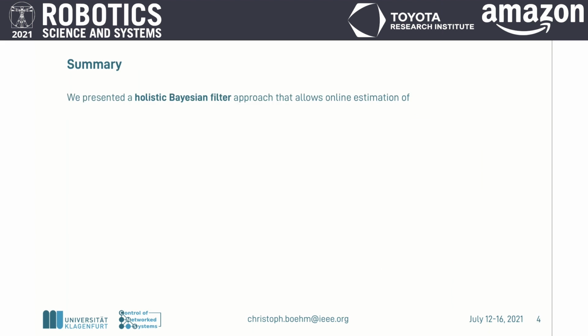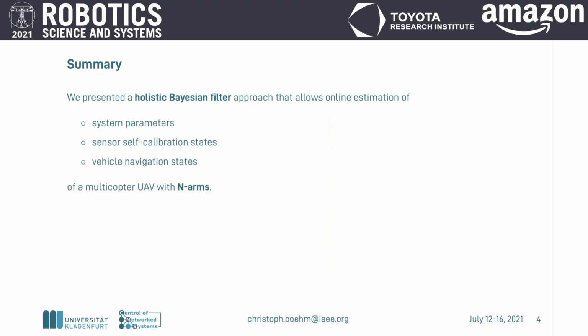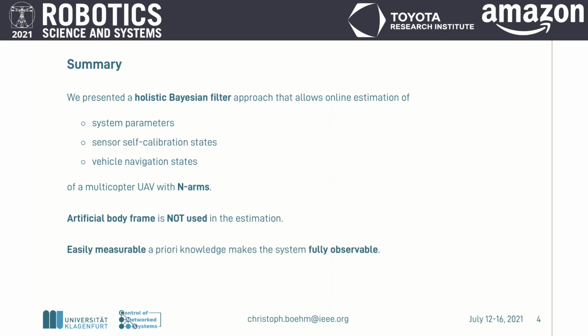To summarize, we presented a holistic Bayesian filter approach that allows online estimation of system parameters, sensor self-calibration states, and vehicle navigation states of a multicopter UAV with n arms. We do not use the artificial body frame, which benefits the overall estimation process. The observability analysis shows us that easily measurable a priori knowledge of the UAV setup, such as the mass and the rotor-to-rotor distances, makes the system fully observable with only a position sensor and IMU available. The sensor, inertial and aerodynamic states achieved approximately 24% better accuracy compared to the state of the art.